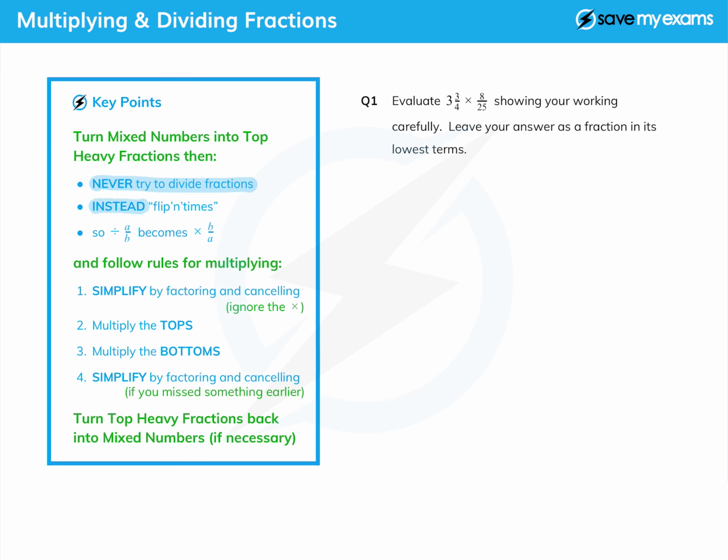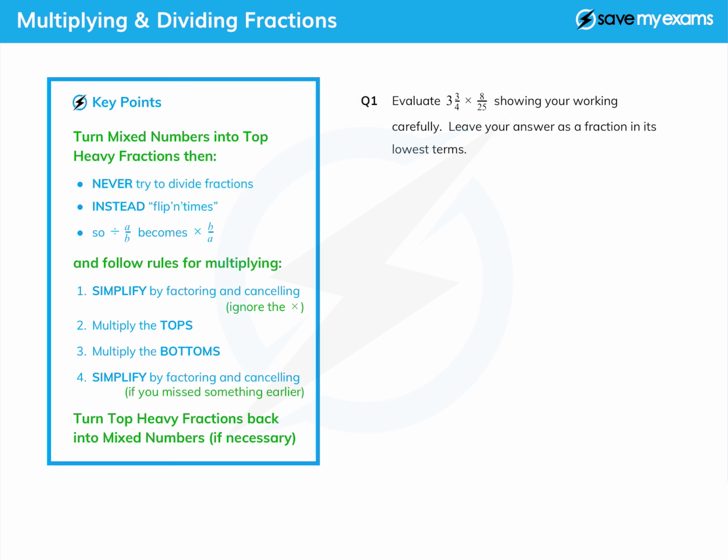Instead, you may have heard this, "flip and times." There are other ways of remembering it. But instead of dividing by a over b, you're going to multiply by b over a. So you take the second fraction, turn it upside down, and multiply instead, or times instead.